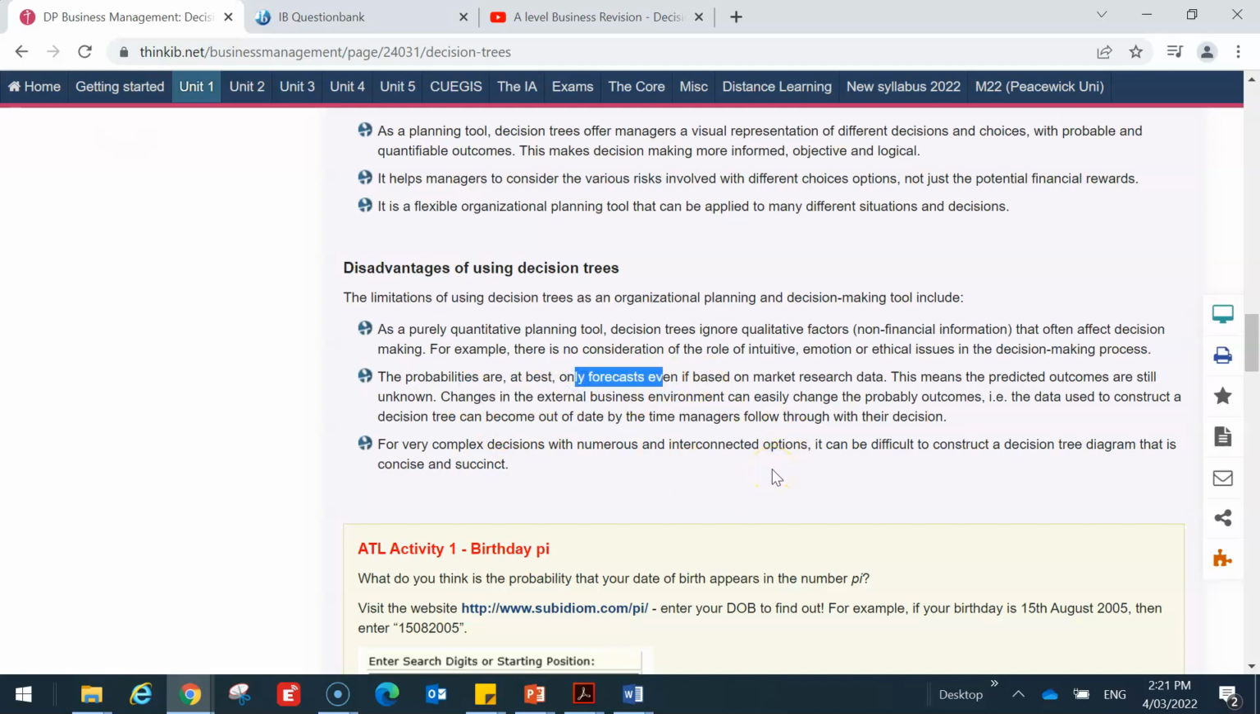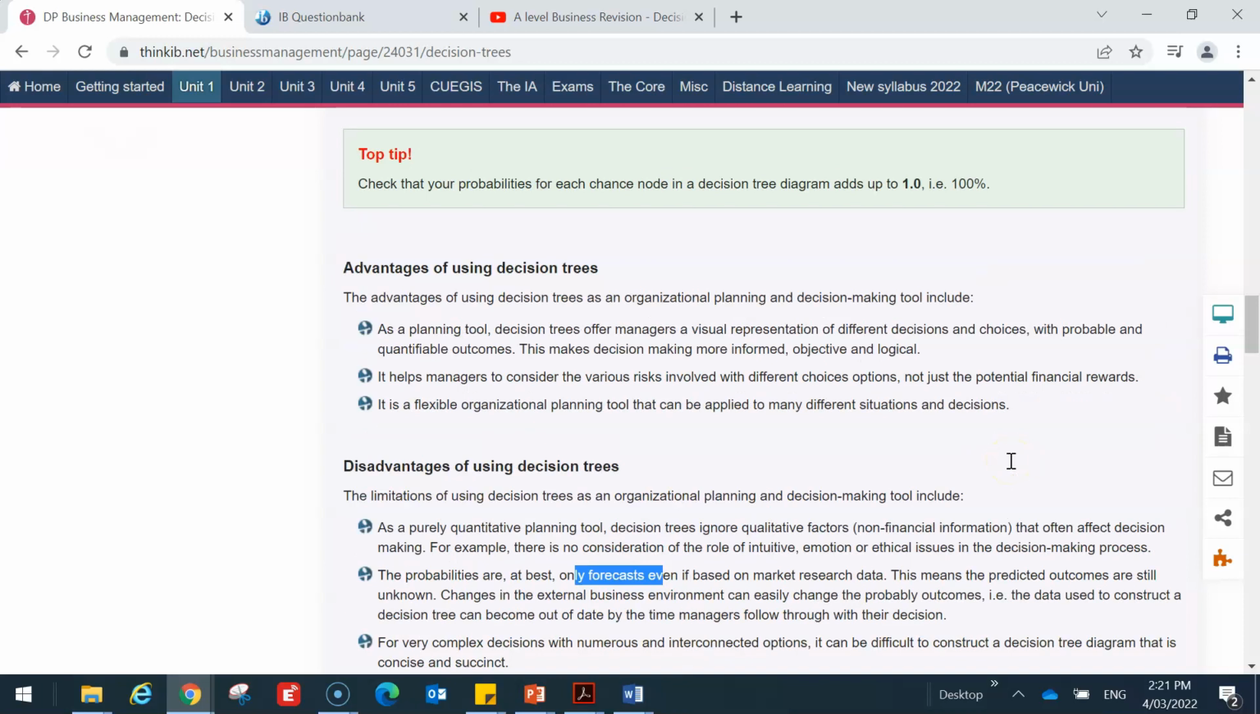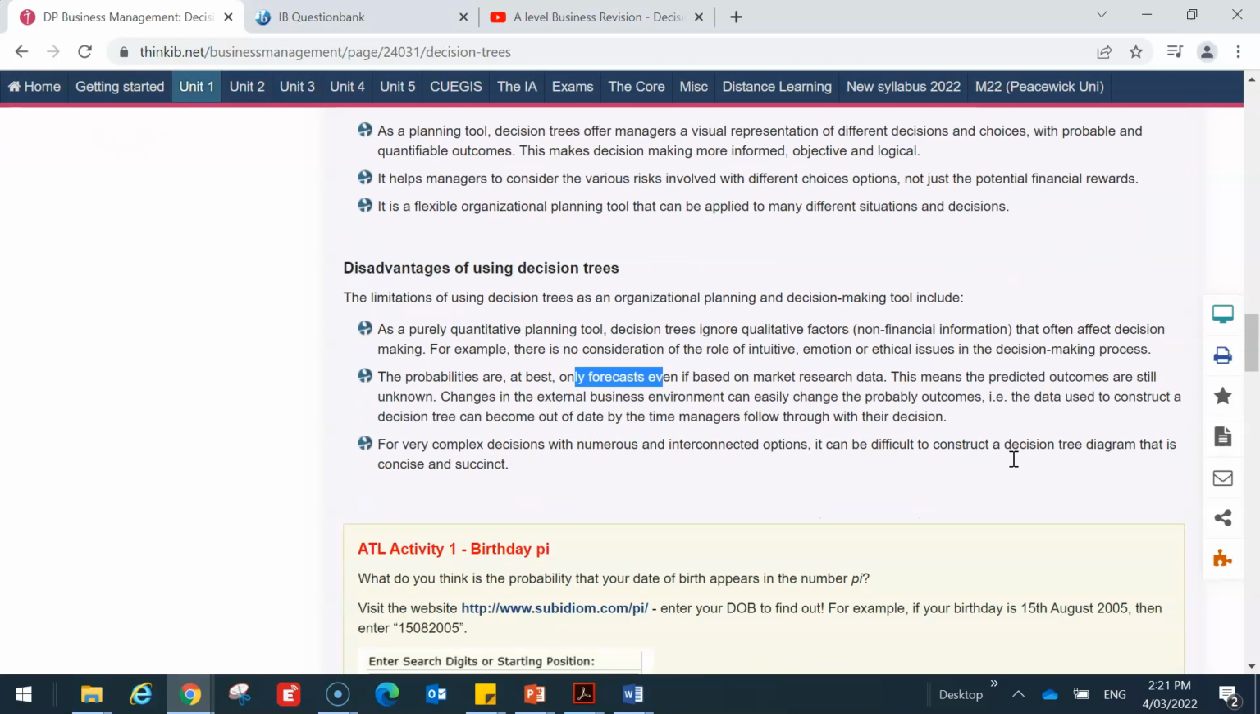And the last one, for very complex decisions, it can be very difficult to construct a tree. We've found it is quite a difficult task to even draw some of the simpler decision trees here. So it becomes quite a complex task for businesses to not only draw them up but interpret them.